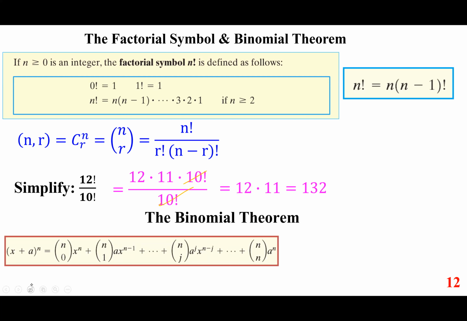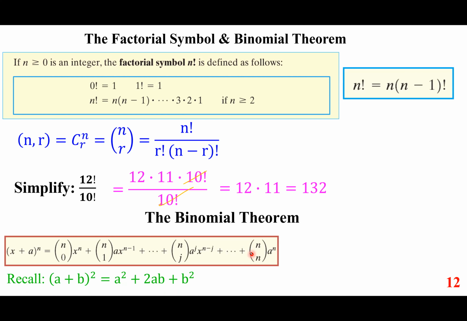The binomial theorem: x plus a to the power of n, you can write combination of n choose 0, x to the power of n, combination of n choosing 1, x to the power of n minus 1, a to the power of 1. You continue. The next one would be a combination of n choose 2, x to the power of n minus 2, a squared, all the way to the last one, combination of n choose n, a to the power of n. In other words, this one, x to the power of 0, which we don't write.